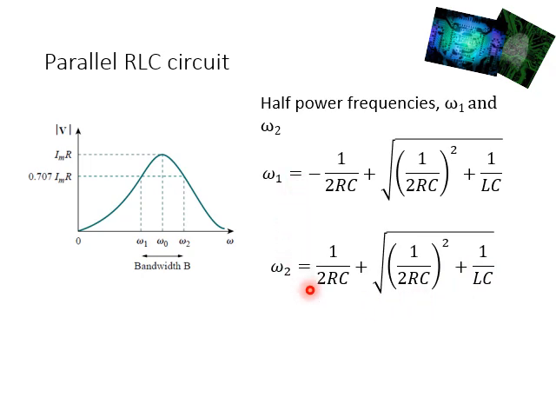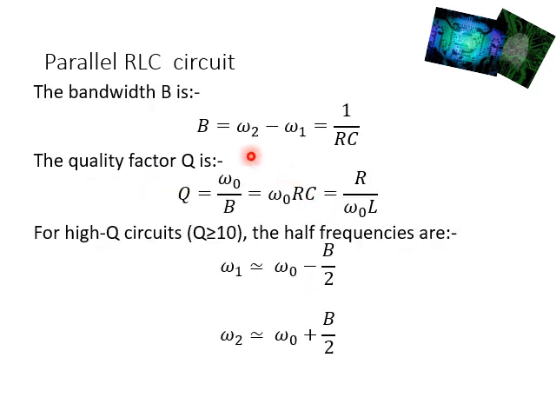So what are omega 1 and omega 2? Hopefully you still remember, omega 1 is the lower part of the frequency range, and omega 2 is the upper, higher part of the frequency range. From omega 1 to omega 2, that is called the bandwidth. In the parallel RLC circuit, the bandwidth is the frequency range from omega 1 to omega 2. So the bandwidth is omega 2 minus omega 1, equivalent to 1 over RC.